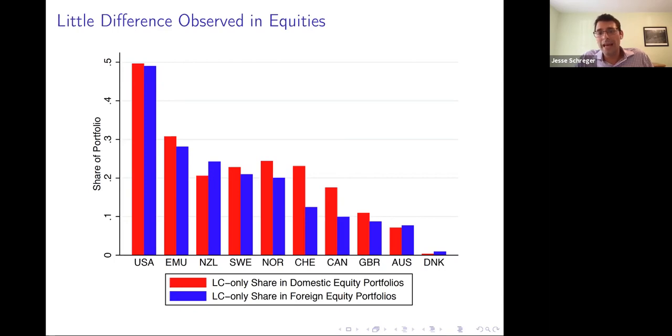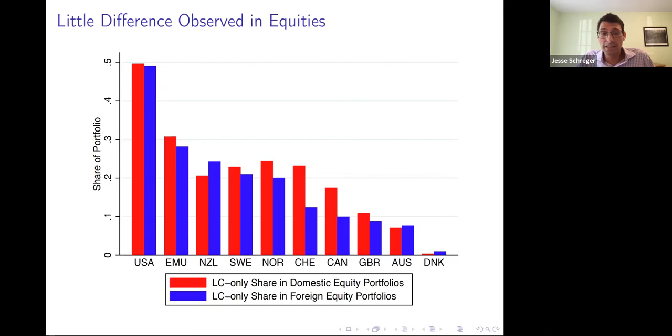And so the way we want to get at that is to say, well, if there's something different about the local currency only borrowers that makes them less appealing to foreign investors, maybe when we look at whether domestic or foreigners own and invest in these firms in terms of their equity, maybe we'll see a big difference there. And so here you can think of this as almost a placebo test of, do we see firms that borrow only in the local currency getting a different share, a different weight, in the domestic and foreign portfolio? And remarkably, the answer is no.